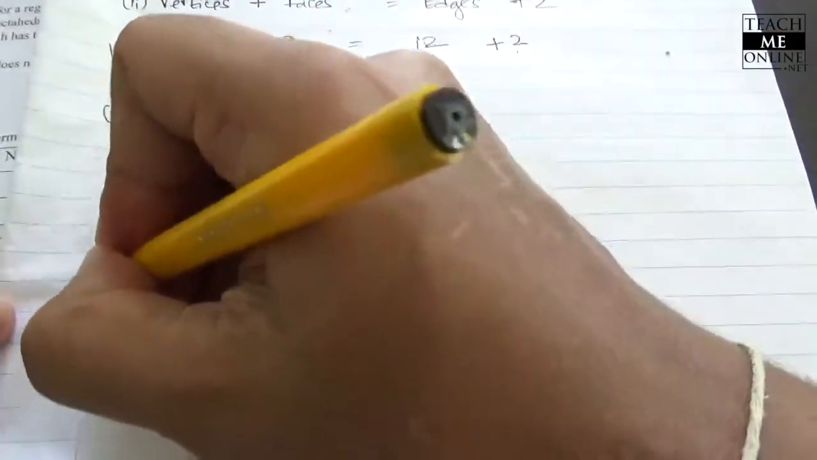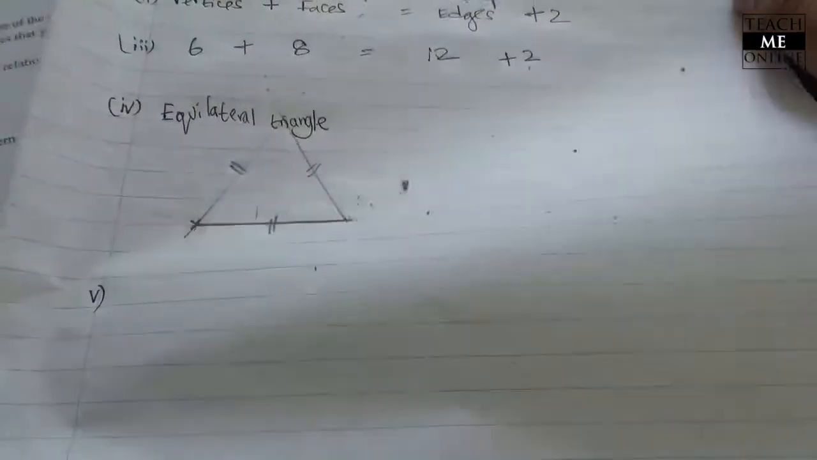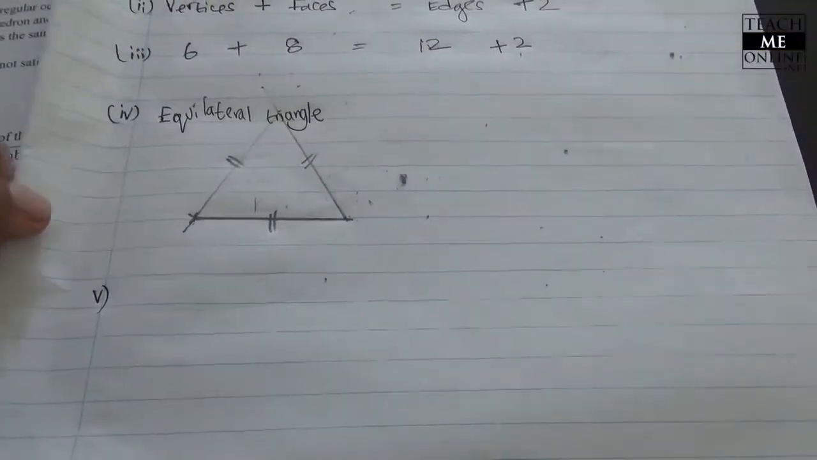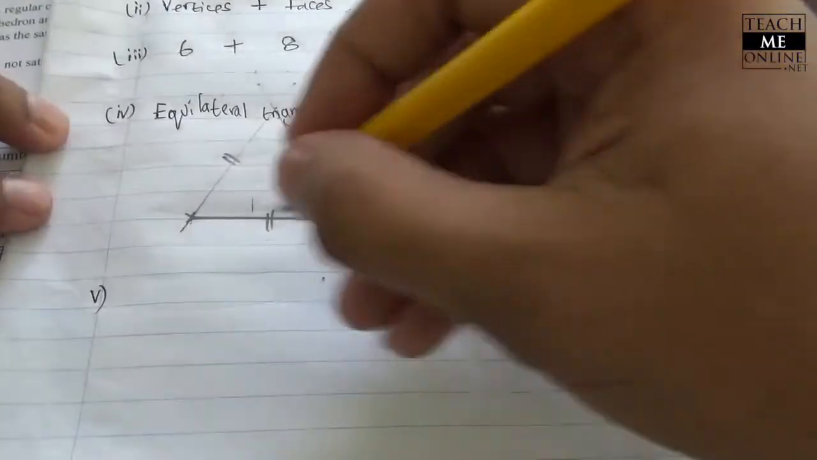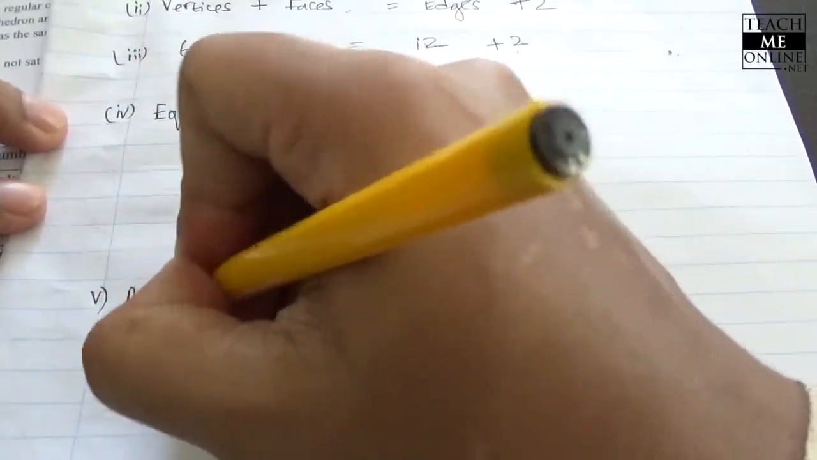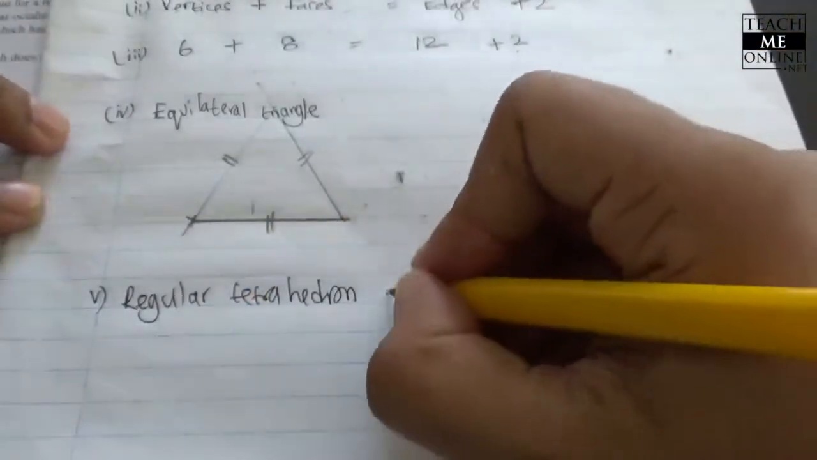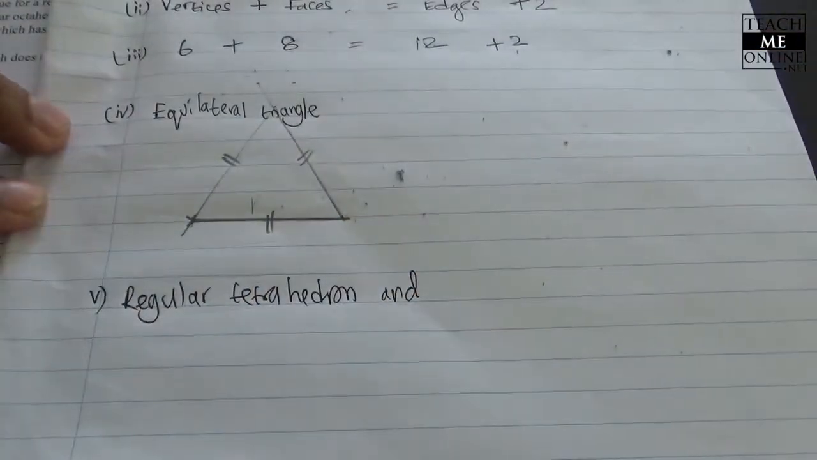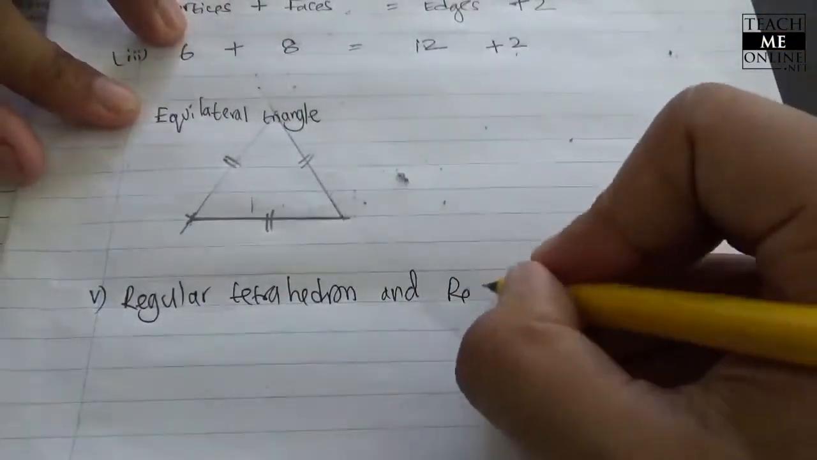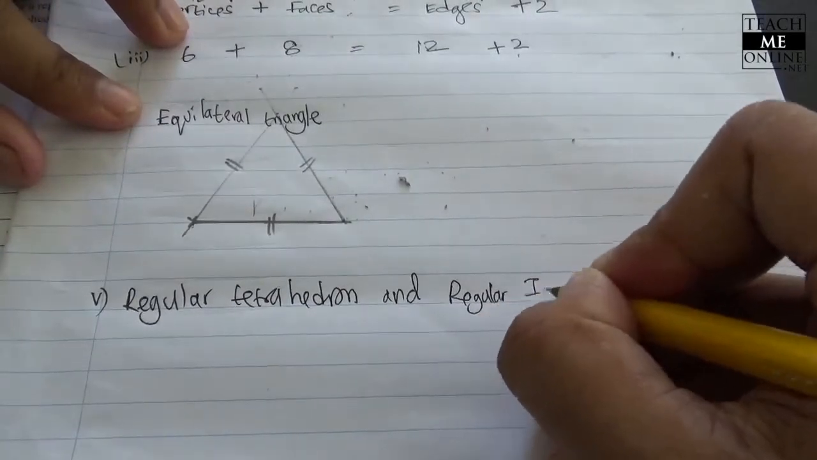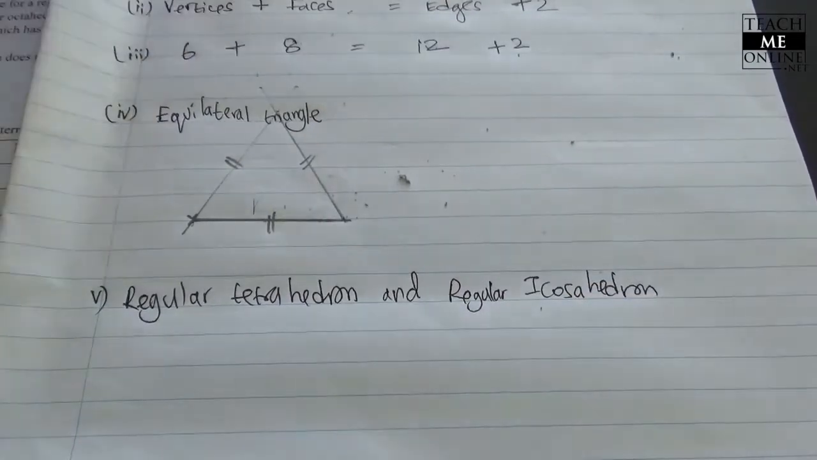Part 5. Name another two platonic solids which has the same shape of faces that you have drawn in part 4. So two others with equilateral triangles, we get the regular tetrahedron, and regular icosahedron. Right.